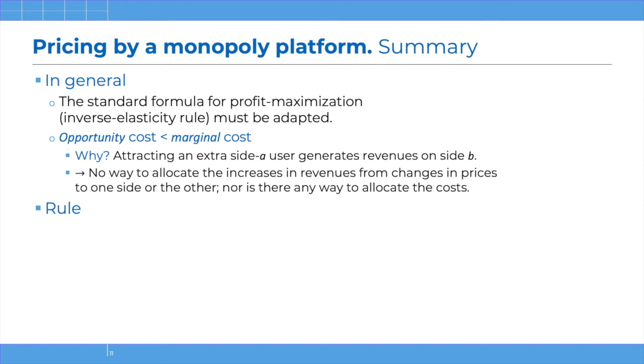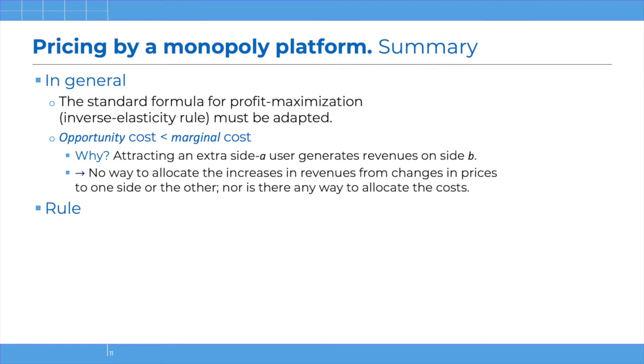Okay, so in words, you remember that the capacity for a monopoly to increase price above marginal cost is inversely related to the elasticity of demand. Why? If the demand is more elastic, if consumers are more sensitive to prices, well, it's harder for the monopoly to increase the price above the marginal cost. Now here we've got a monopoly platform, so it still has this idea of linking prices to the elasticity of demand. Okay, but this formula for profit maximization must be adapted.